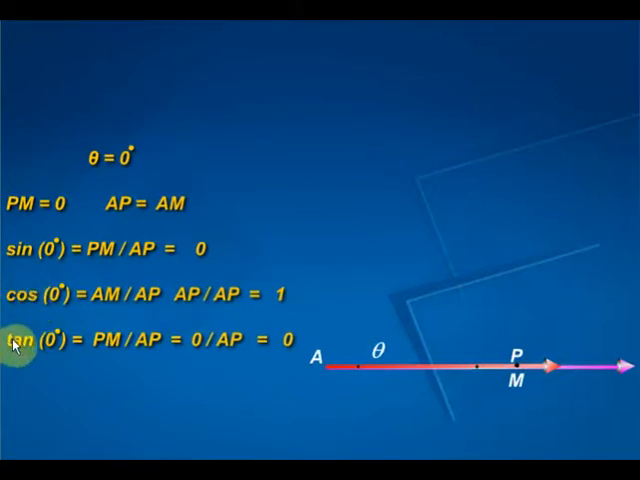Similarly, let's look at tan of 0 degree. Now tan of theta is equal to height upon base. Height is PM and base is AM. Also PM is equal to 0. Therefore tan of 0 degree would also be equal to 0. Thus when theta is equal to 0, we get sine of 0 degree equal to 0, cos of 0 degree equal to 1 and tan of 0 degree equal to 0.